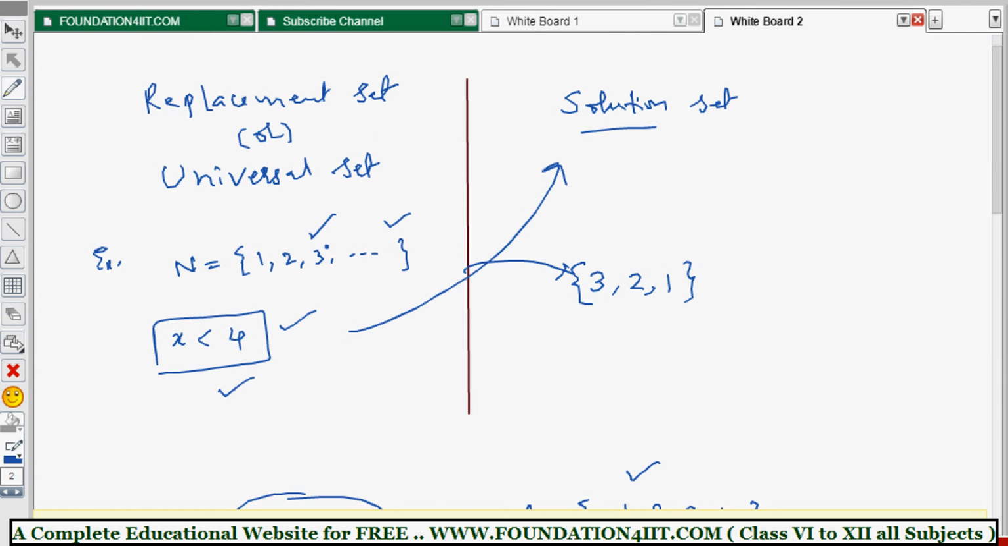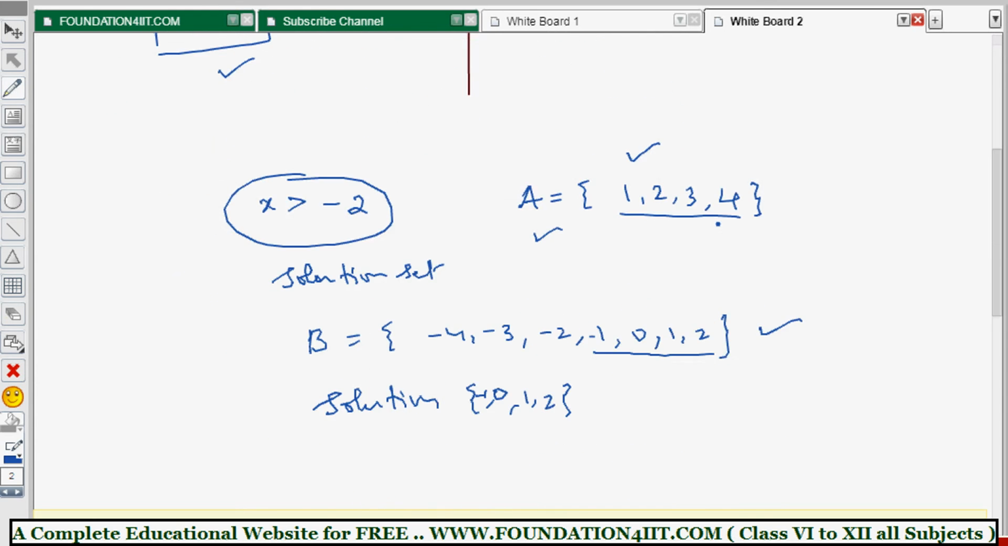The set from which the values of the variable x are chosen, so that it satisfies the given inequation, is called the universal set. When you come to the solution set, this is a subset of the replacement set, consisting of all the values which satisfy the given inequation. You can see examples also based on this.